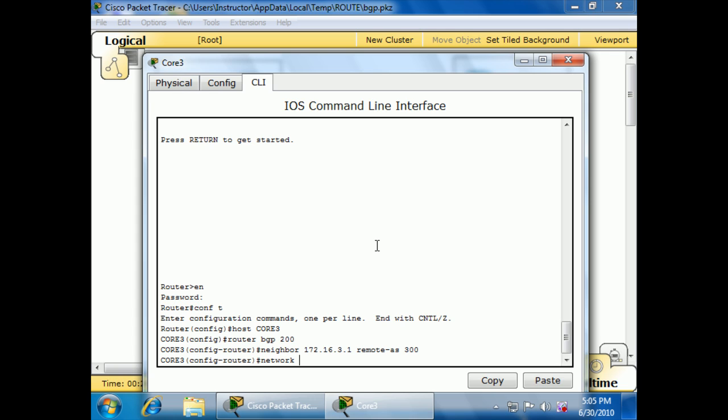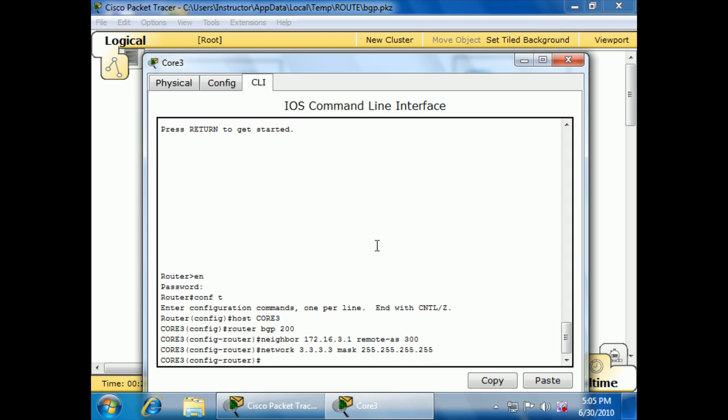And we have the network commands that we put in there. I'm going to put in the network command for mask 255.255.255.255. I'm putting in the network command for our loopback address. Put in the network command for the 172.16 addresses that we share in this network.